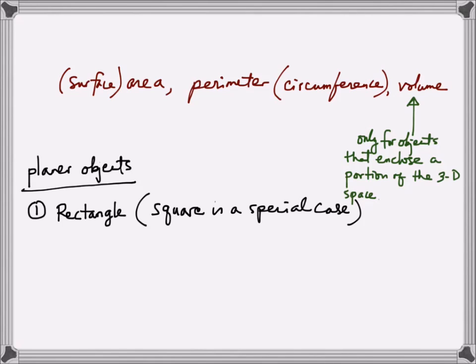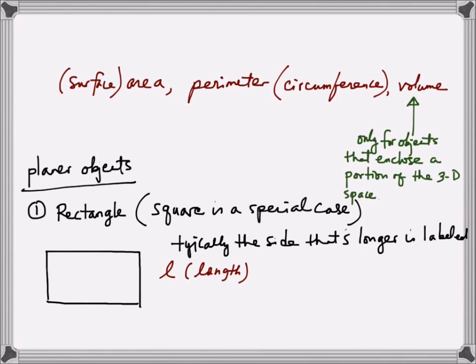We're going to look at rectangle first in the planar objects. Notice that square is just a special case of rectangle, with all four sides equal. Okay, so let's start with the shape of a rectangle here. Typically, the side that is longer is labeled L for length, and the side that is shorter is labeled W for width. So in this picture here, I'm going to label W here and W there, and L top and the bottom here. And notice that rectangle has this feature that it has two sets of equal lengths.